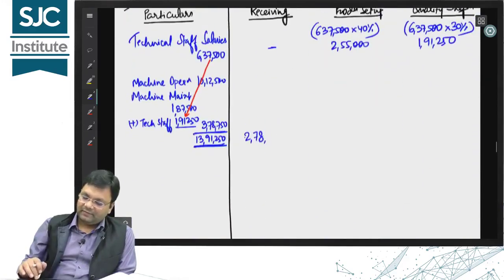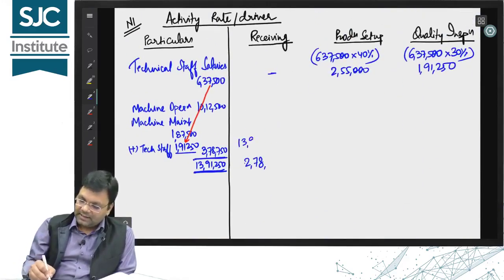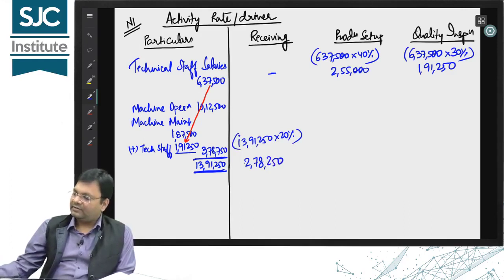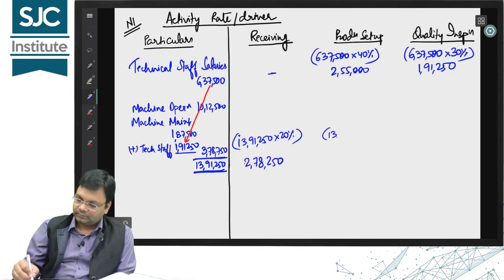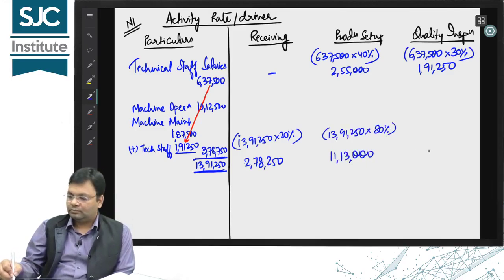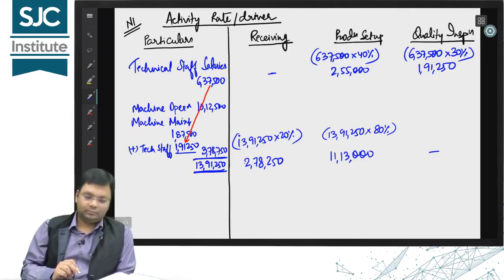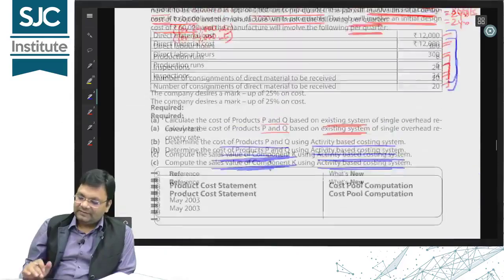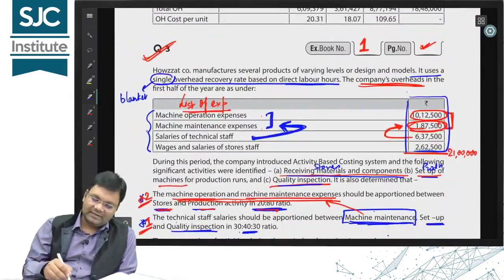So 20% of this is 1391,250 into 20%, 278,250, and then 1391,250 into 80% is 11,13,000. So we have apportioned 3 expenses. If you see, we have apportioned 3 expenses. First 3 has been done.